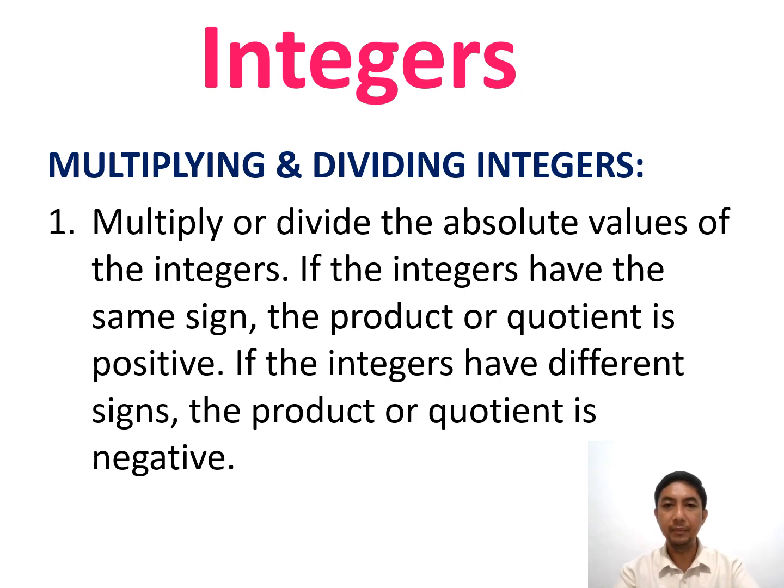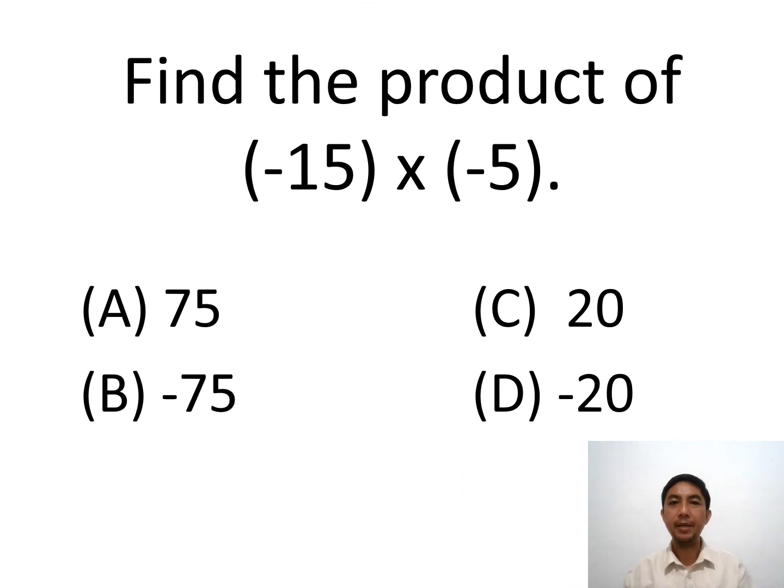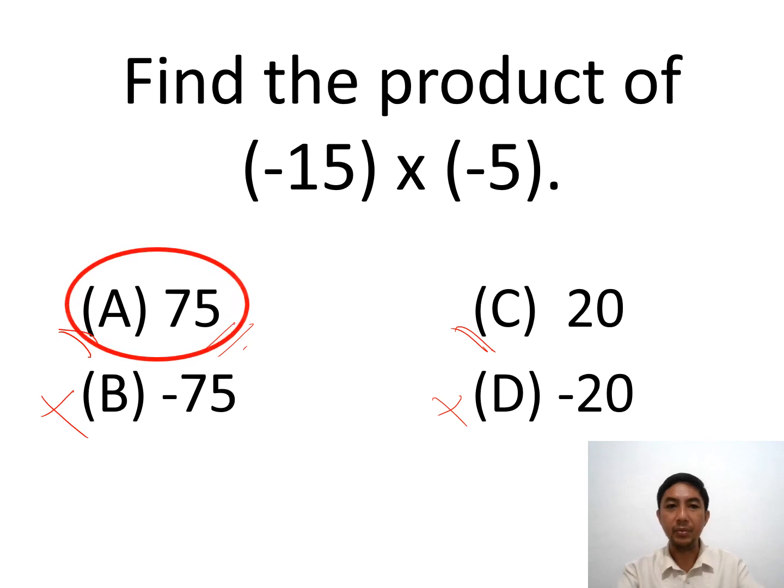So for example, find the product of negative 15 and negative 5. Since the two numbers are both negative, we expect the answer is positive. So we have only two choices with positive sign, letter A and letter C. So you are going to eliminate now letter B and letter D. But of course, if you are going to multiply 15 and 5, the correct answer is 75. So therefore, the answer is positive 75. So letter A.